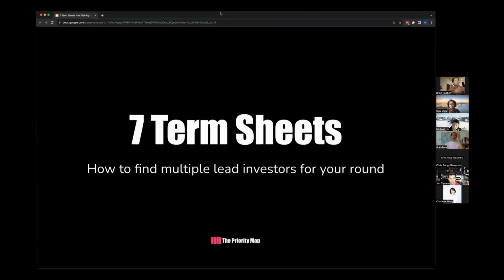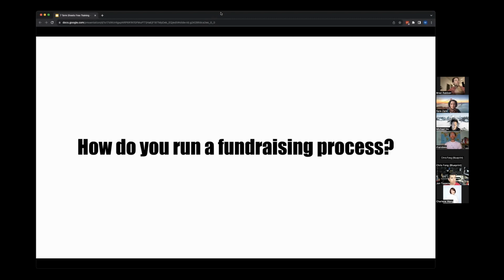Perfect. All right. So last time I talked about product market fit, and today we're going to talk about how you run a fundraising process. If you're going to start a company, what does an actual fundraising process look like?